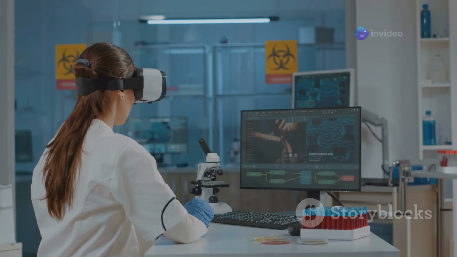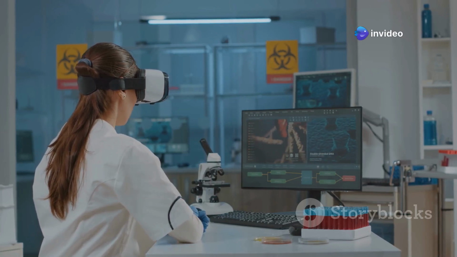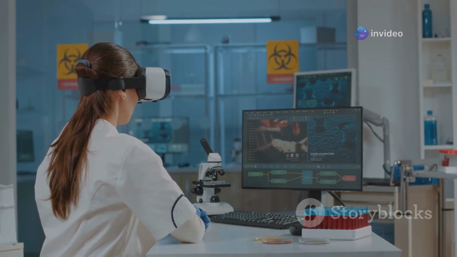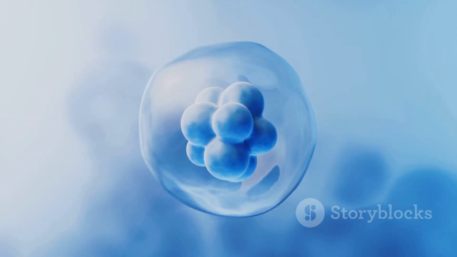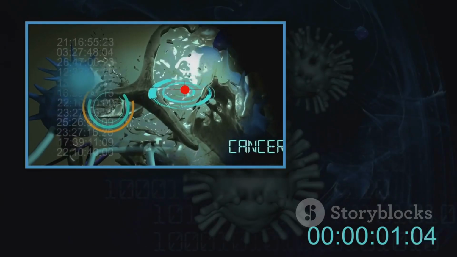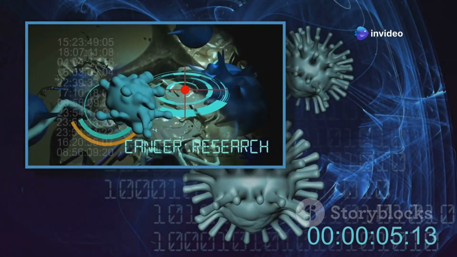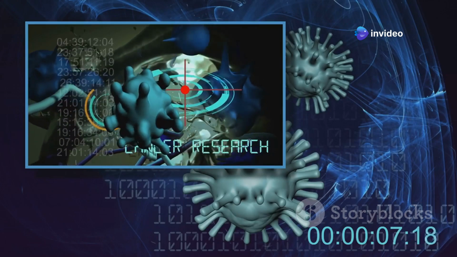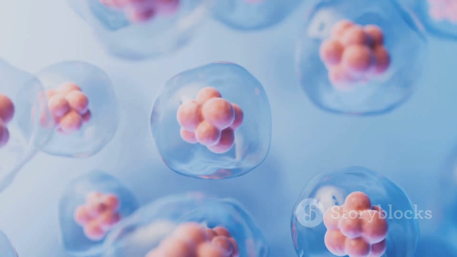Just as pilots train in simulators before flying a real plane, scientists can use virtual cells to study cellular processes in a safe and controlled environment. These virtual cells are more than just static models. They mimic the dynamic behavior of real cells, allowing scientists to study how cells respond to different drugs, mutations, or environmental changes. The beauty of virtual cells lies in their flexibility.